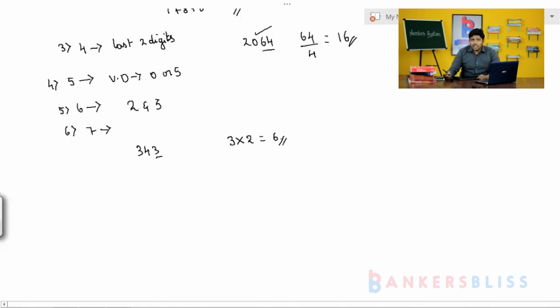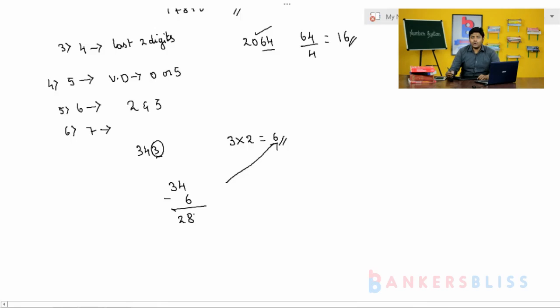Whatever may be the number they give, you consider the unit digit and multiply it by 2. You got 6. Next, what are the remaining numbers? You exclude this 3. The remaining number is 34. And you subtract this 6 from 34, you are going to end up with 28. Is 28 divisible by 7? Yes. Therefore, 343 is also divisible by 7.